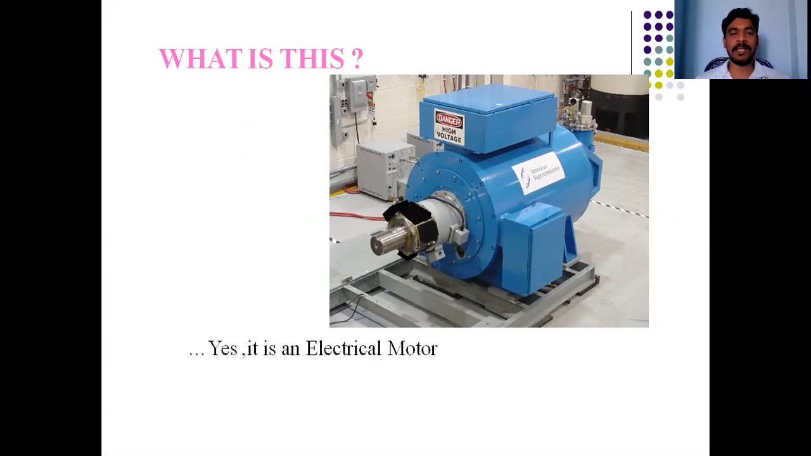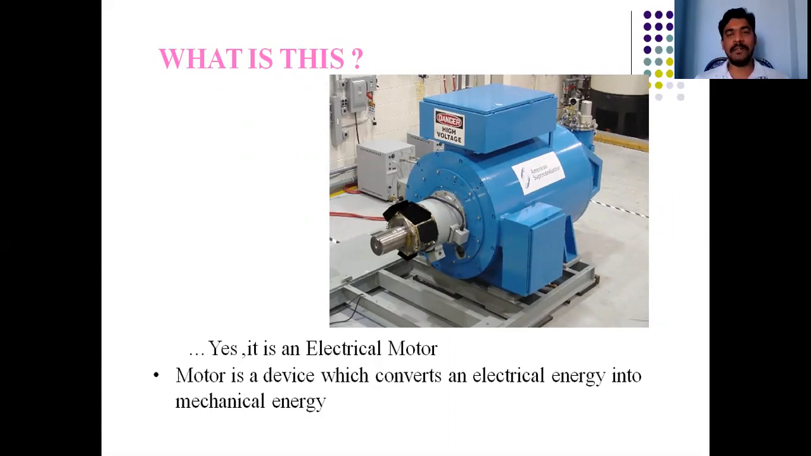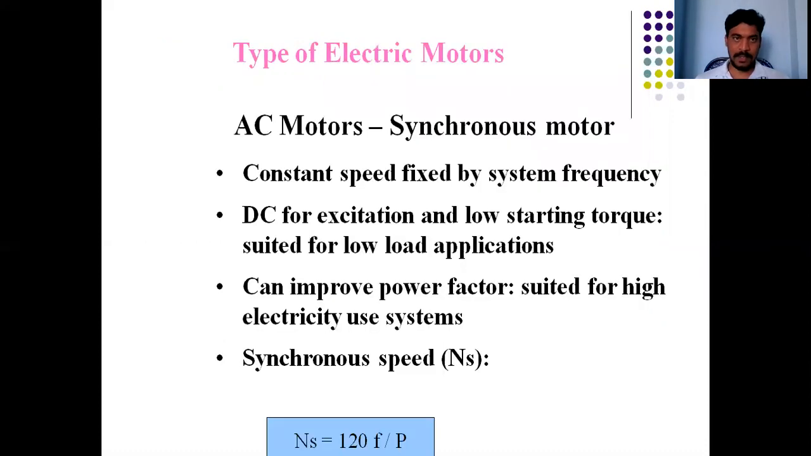So this is the AC motors, electric motor. What is the function of the motor? Motor is a device which converts electrical energy into mechanical energy. Types of electric motors: there are a number of types of synchronous motors and asynchronous motors. In synchronous motor, it depends on the rotor construction: permanent magnet synchronous motor, shaded pole type. Different types of synchronous motors are available, and different types of asynchronous motors are also available. All these motors are AC motors.